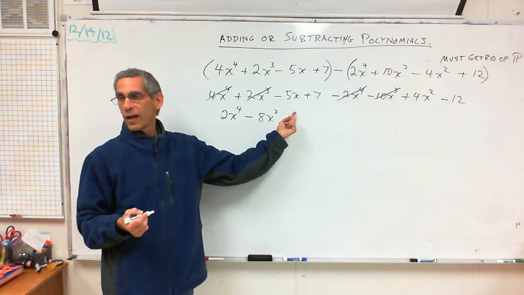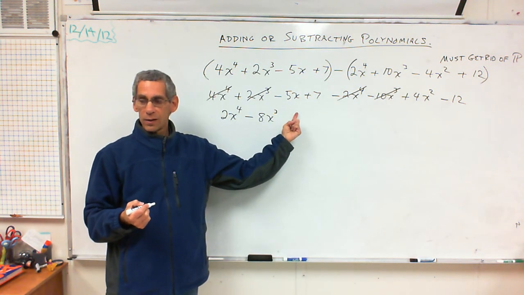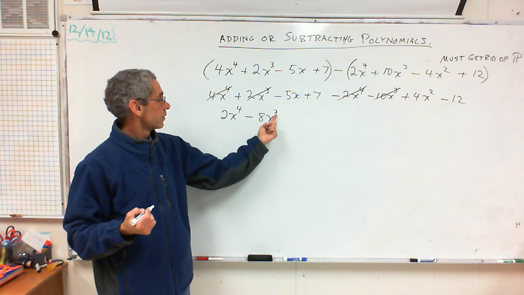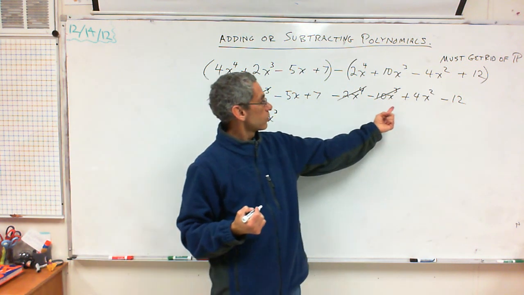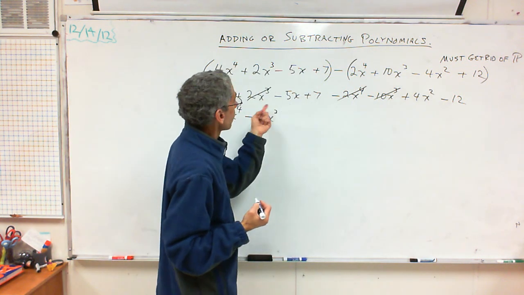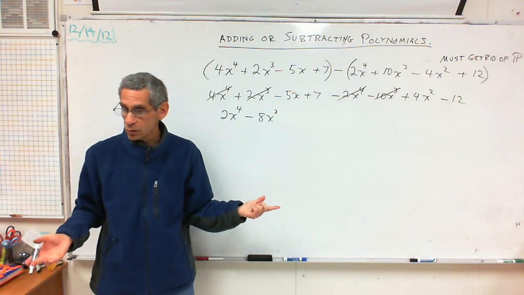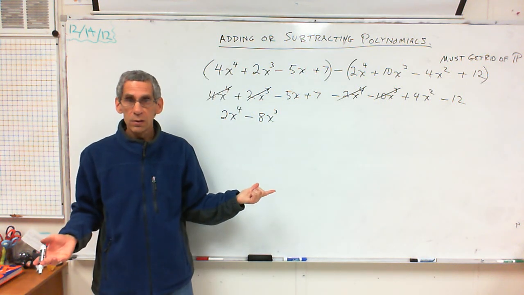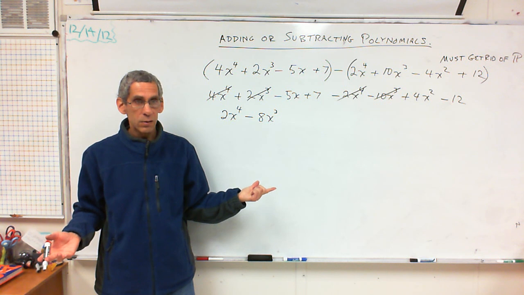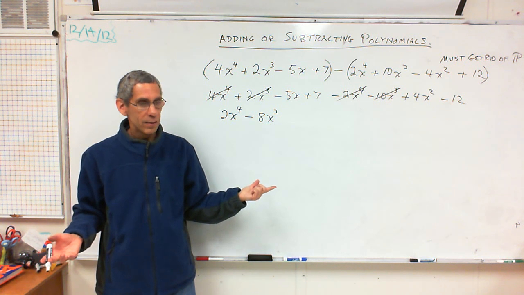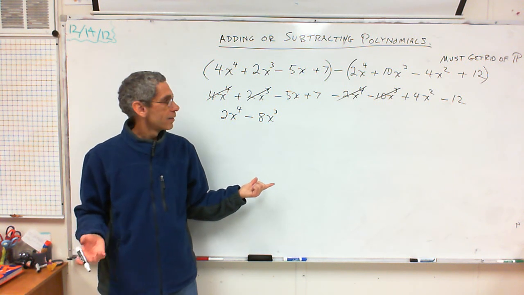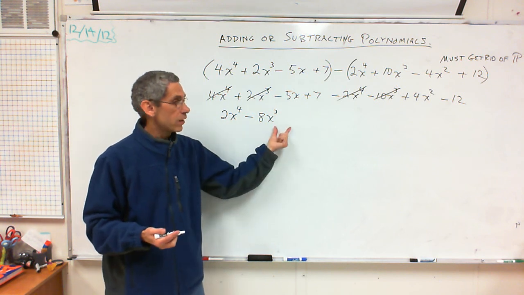Now I have 5x. What do I want to look for next? I want to look for an x squared. That's over here. But there's no x squared here. Oh no, what do I do? Just bring it over here. Yes.